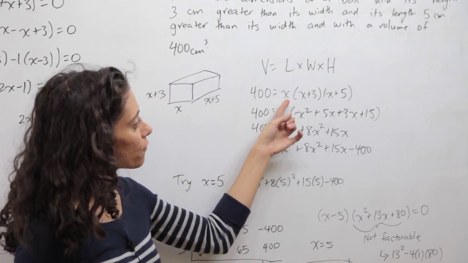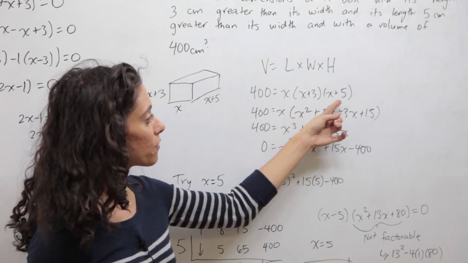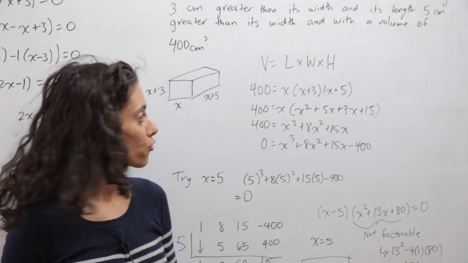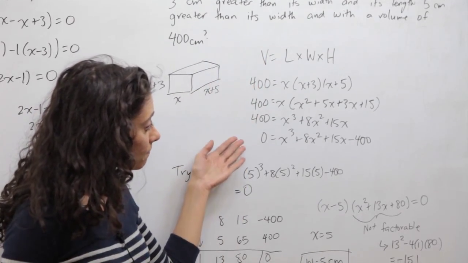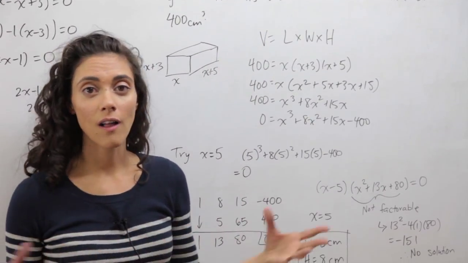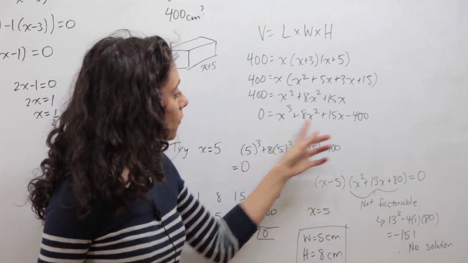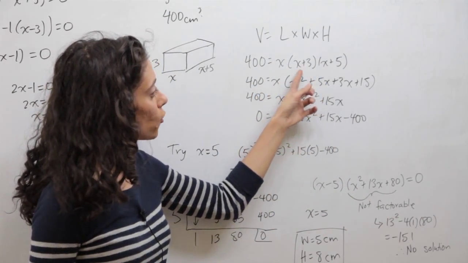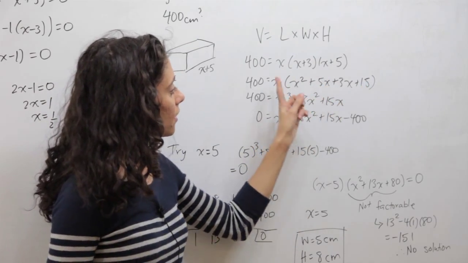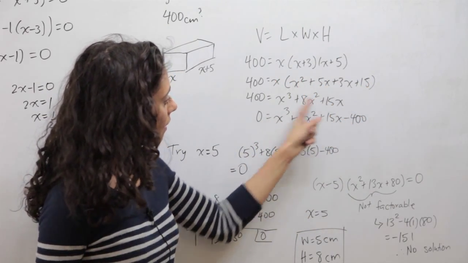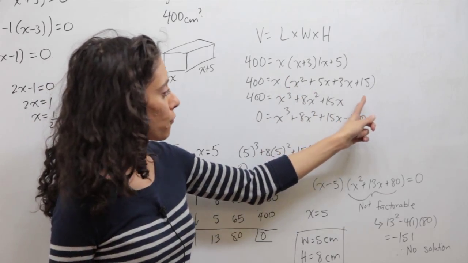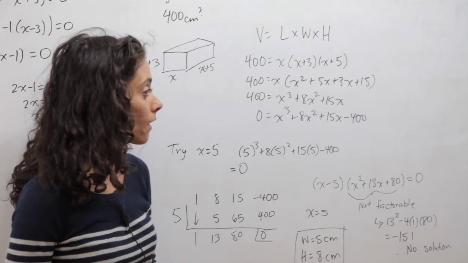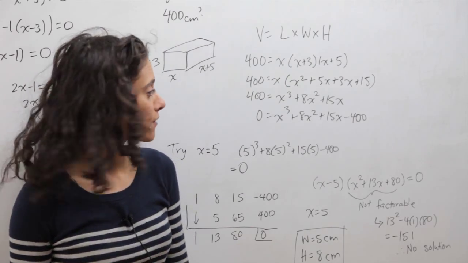I have an expression for length, width, and height, and I set that equal to 400 because I want the volume to equal 400. Next, we just have to distribute this all out, get it in standard form with the polynomial on one side of the equal sign and 0 on the other. Multiplying these binomials, I got this. Distributing in that x, I got this. And lastly, bring the 400 over so that all the terms are on one side and equal to 0. And away we go.